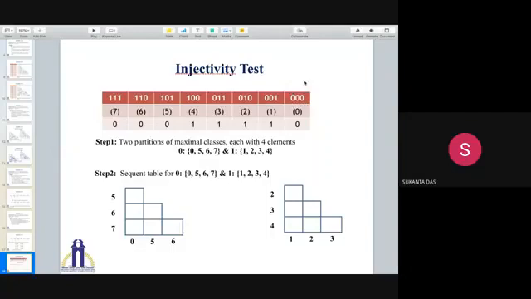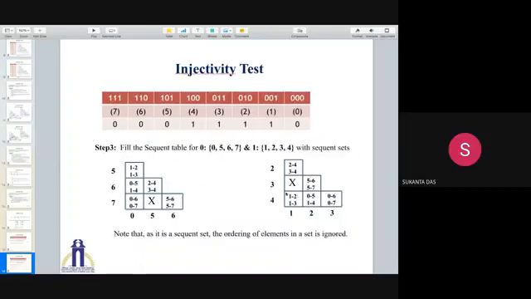So here 000 is 0, 010 is 1, 011 is 0, and 111 is 0. So it forms 0's differential equivalent as 5, 6 and 7. So against class 0, I have written 0, 5, 6, 7, and plus 1, 1, 2, 3, 4. So the sequence table is for 0. I have to prepare the sequence table, right?